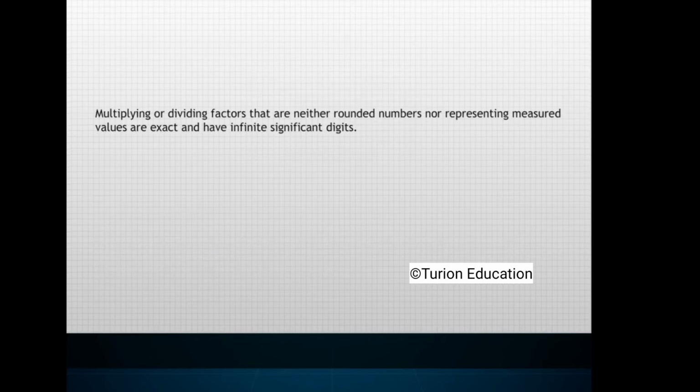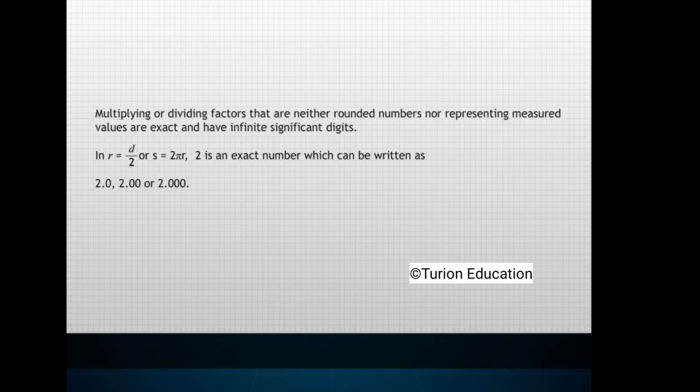Multiplying or dividing factors that are neither rounded numbers nor representing measured values are exact and have infinite significant digits. In r equals d by 2 or s equals 2 pi r, 2 is an exact number which can be written as 2.0, 2.00 or 2.000. In capital T equals t by n, where n is an exact number.